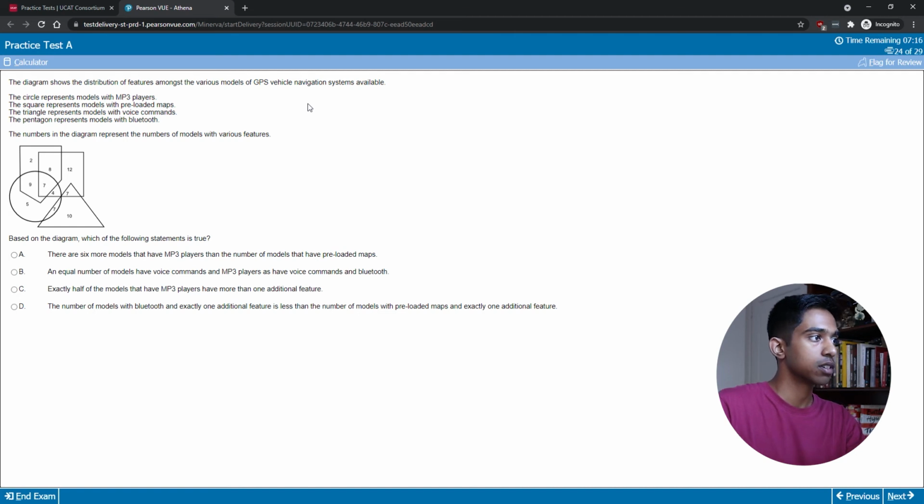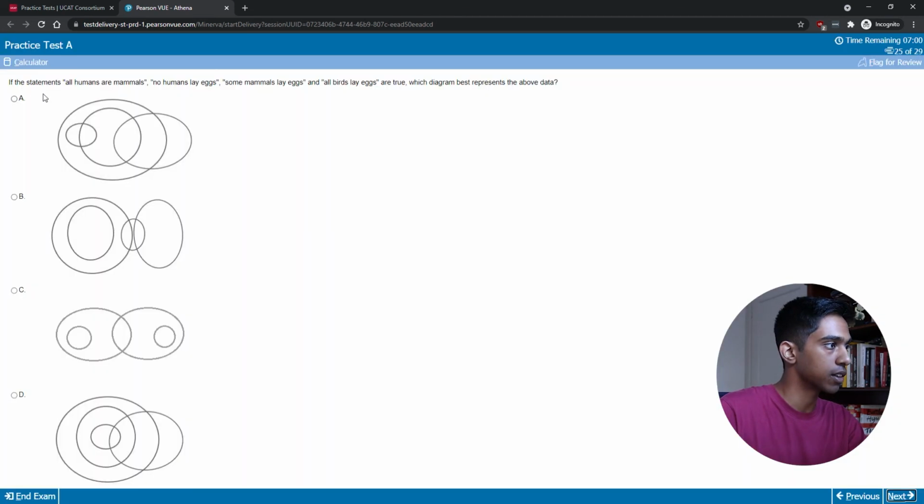Distribution of features among various models. So I have to also remember that I have about 7 questions left, so 7 minutes to do that as well. Circle represents MP3s, squares, preloaded maps. I might skip this because I might have to do a bit of calculation.